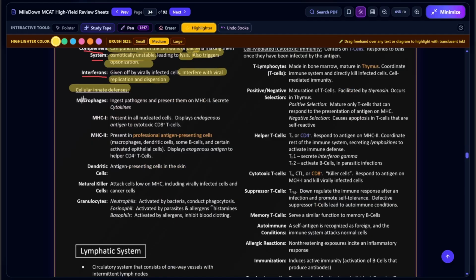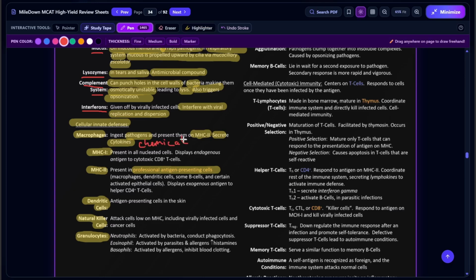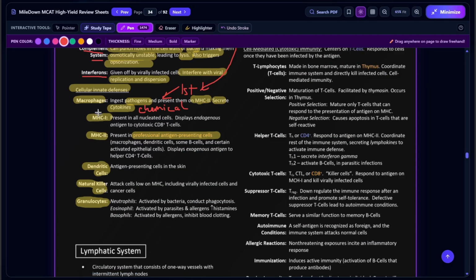And then cellular innate defenses include macrophages, MHC1 and MHC2. These are going to be presented to professional antigen presenting cells, but we'll go over that in a second. Dendritic cells are also involved, natural killer cells, and granulocytes. So macrophages ingest pathogens and present them on MHC2, and they secrete cytokines. So cytokines are like chemicals that say, hey, this is the area we need help with, guys, and it recruits other immune cells to come. So they are like your first actors of defense. After, let's say your skin gets exposed, your macrophages are working inside of you, and they're releasing cytokines. They're trying to invite other cells to come over and help.